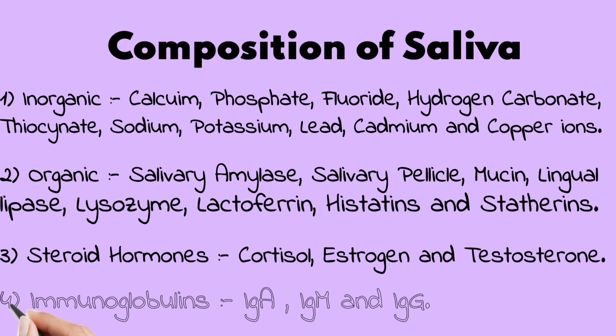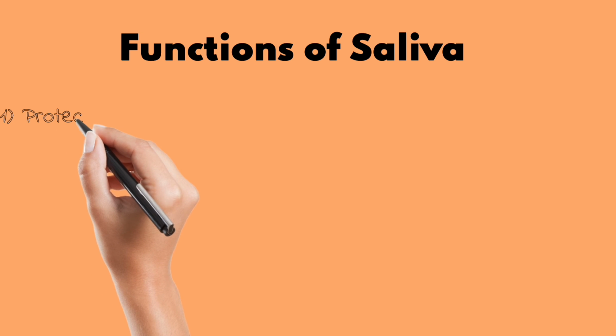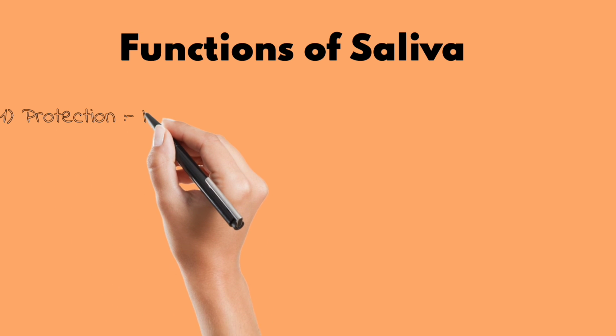Small amounts of steroid hormones like cortisol, estrogen, testosterone are also present here. Some excreted products like ammonia, urea, and sugars like glucose are also present in the saliva.